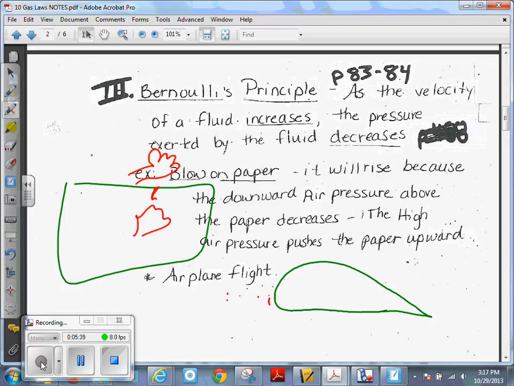So what happens? Look at this. In the end, which one has to travel further, the top or the bottom? The top. So that means it's going faster, which increases its laminar flow, which does what? Decreases the pressure. So I have lower pressure here, higher pressure here. The net force then, because force over area is pressure, is upward, and that's what causes the wing to lift because of the shape. Now there are other factors in play too.